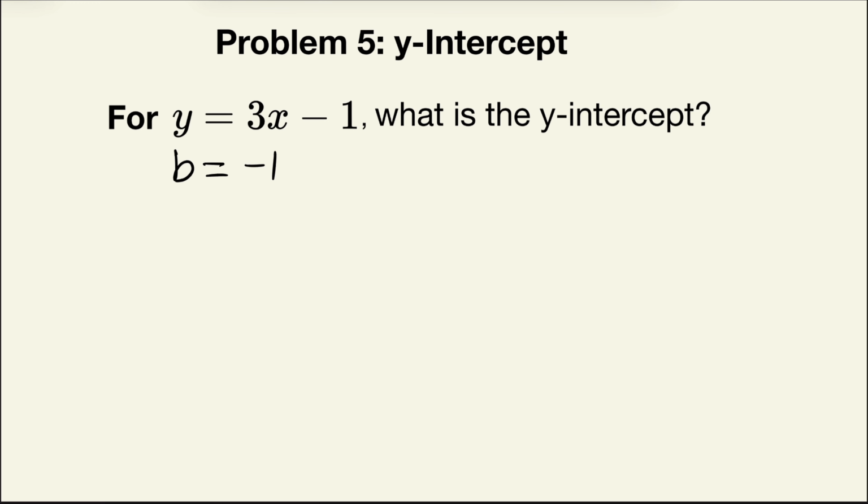Or you can plug in x equals 0. So where you see this x in the equation, just replace it with a 0. And so that looks like this: y equals 3 times 0 minus 1, and that equals -1. Okay, so that's the final answer, -1.